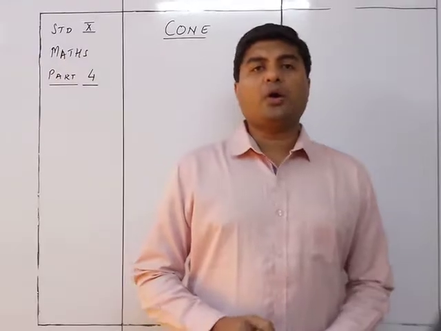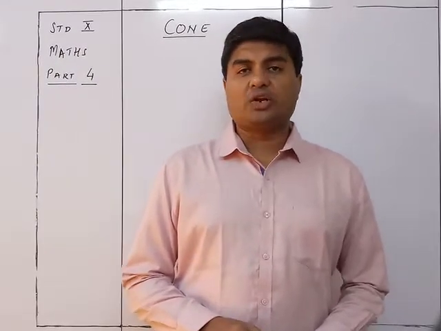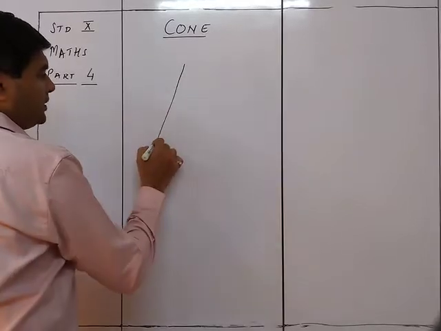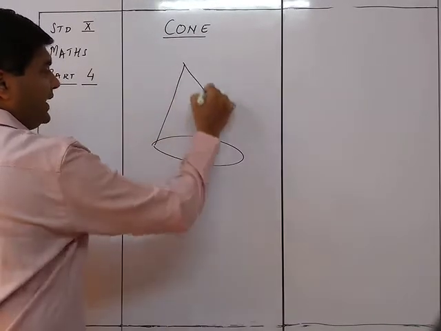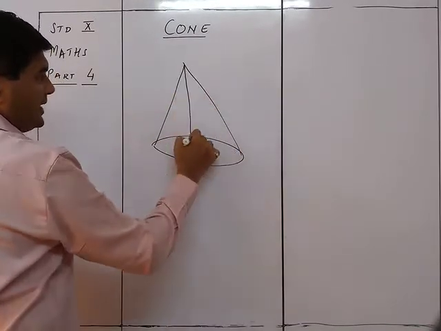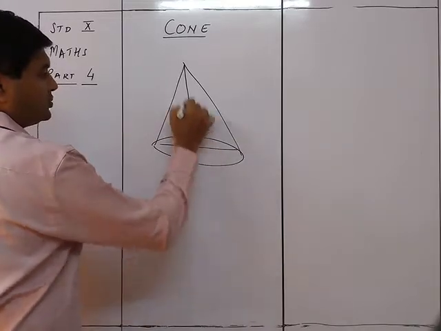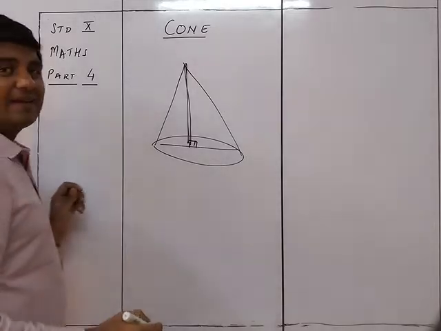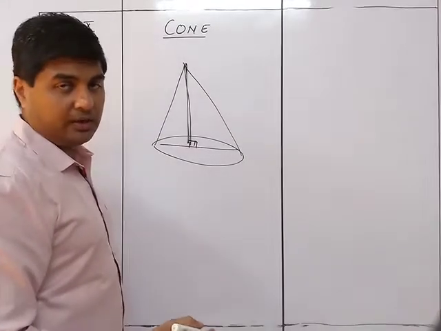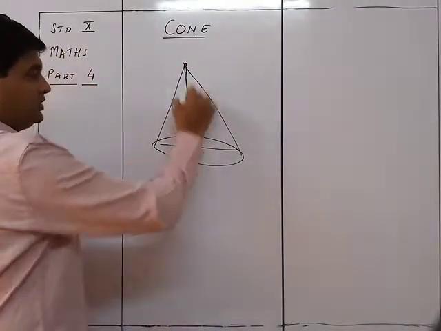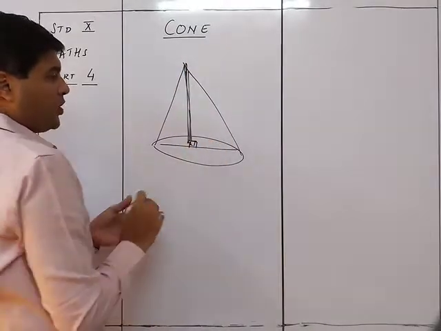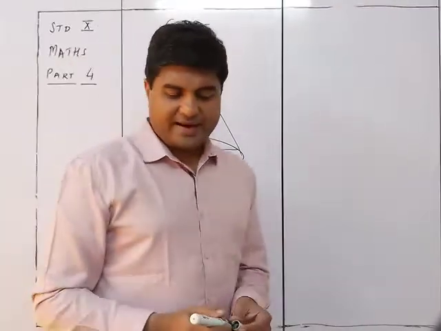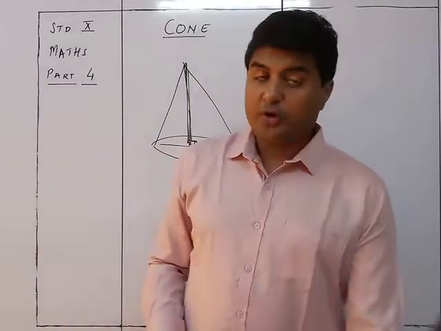Cones are also called right circular cones, because if you see a particular cone, it is always like this, and this line over here is perpendicular. Hence we call it a right circular cone. If you take this triangular form and rotate it, it will form a cone. So that's why it's a right circular cone which is obtained.